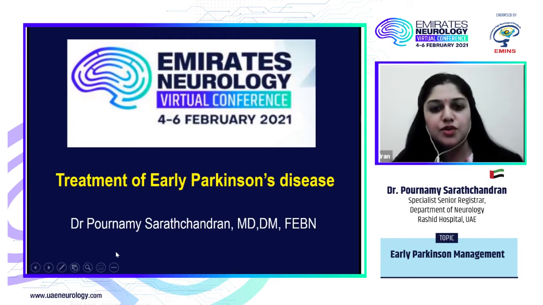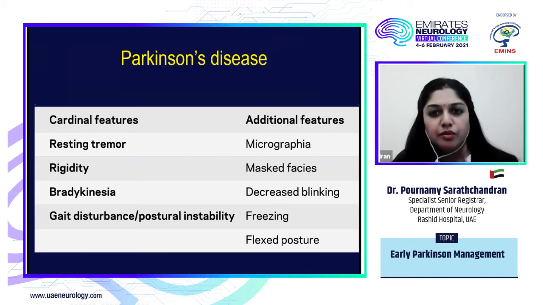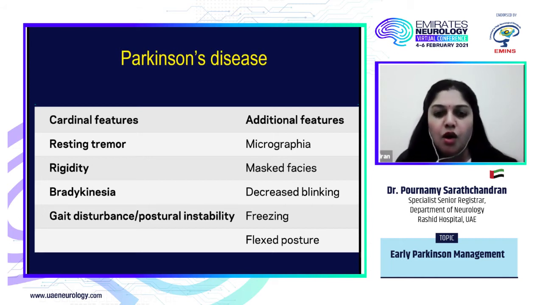The first talk is on treatment of early Parkinson's disease. So Parkinson's disease, you know that it is diagnosed when a patient presents with motor symptoms of Parkinson's disease, which include rest tremor, rigidity, bradykinesia, and postural instability. All additional features that we see in Parkinson's disease, micrographia, mask facies, decreased blinking, freezing, all will be stemming from one of these cardinal features.